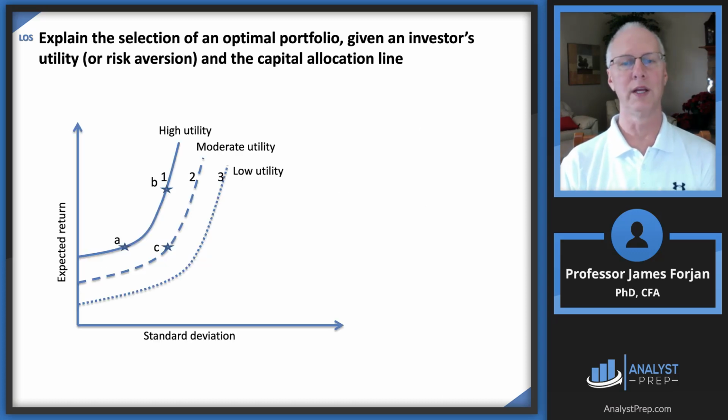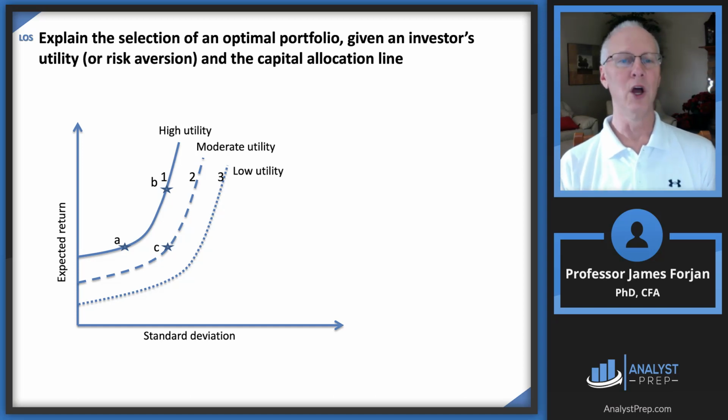All right, and this is what indifference curves look like. Here we go. We've got expected return on the vertical axis, standard deviation on the horizontal axis. And all we're saying here is that the blue line has much higher satisfaction than the dotted blue line, and then the really heavily dotted blue line. So we have low, moderate, and high utility. And all this does is summarize the concept that I said earlier.